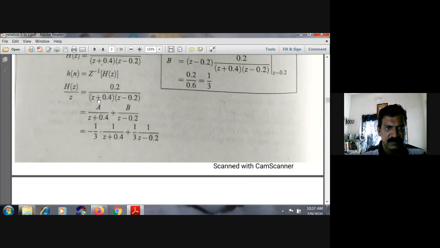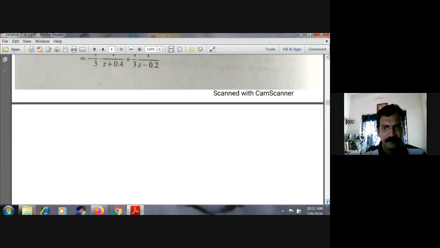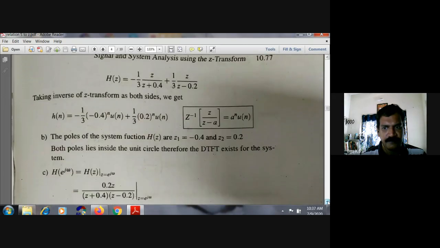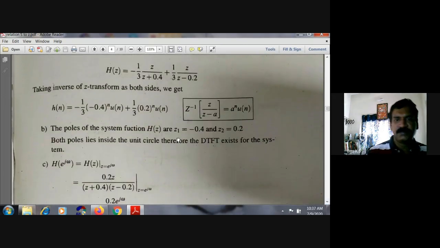So here the factors are z equal to minus 0.4 and z equal to 0.2, and there are no zeros. That is why the poles of the system are marked here: z1 equal to minus 0.4 and z2 equal to 0.2.